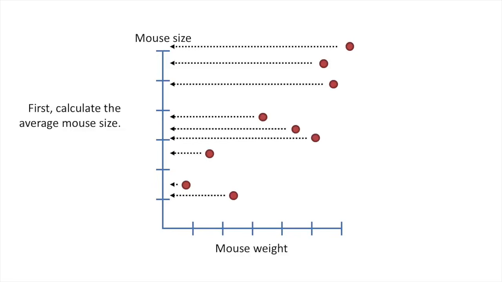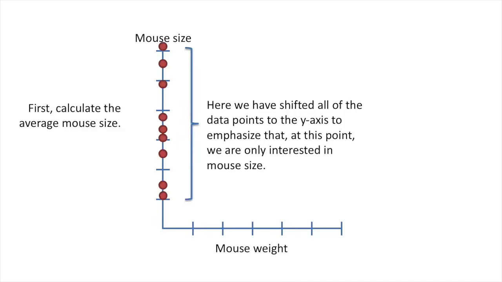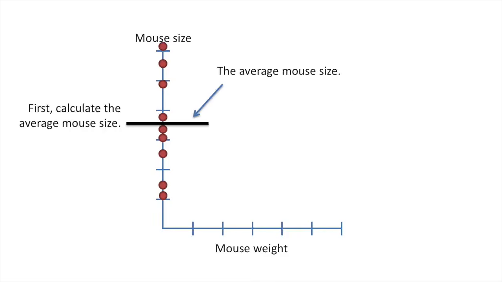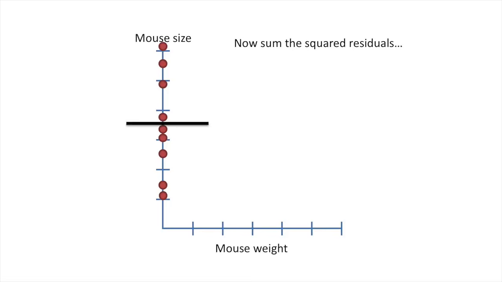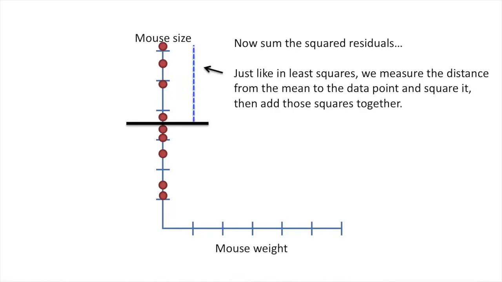First, calculate the average mouse size. Okay, I've just shifted all the data points to the y-axis to emphasize that, at this point, we are only interested in mouse size. Here, I've drawn a black line to show the average mouse size. Bam! Now, sum the squared residuals. Just like in least squares, we measure the distance from the mean to the data point and square it, and then add those squares together.